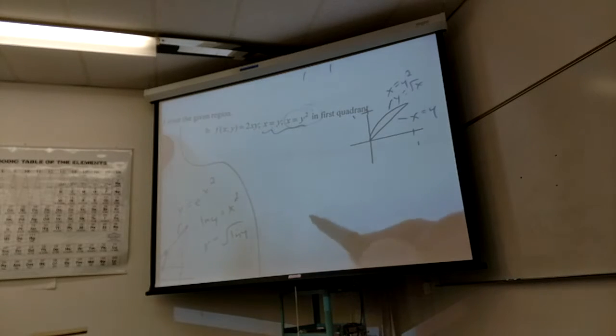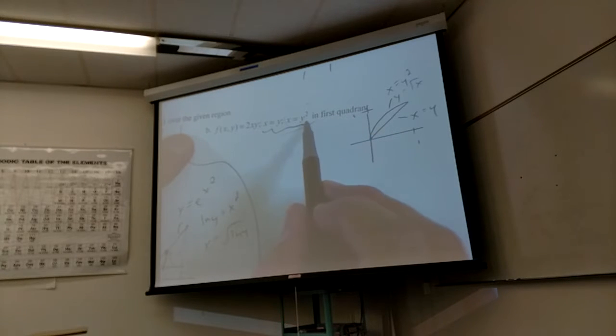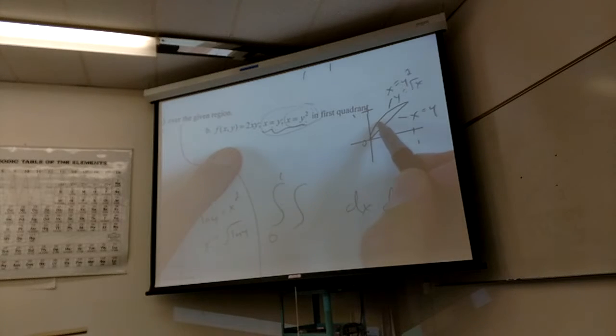So now it's totally up to you which way to integrate this. These are already sort of in terms of y, right? So if I want to leave them like this, I want the inner one to be dx and the outer one to be dy. Because what does dx do? What do the x's do? As y goes from 0 to 1, x starts at this one and goes to that one.